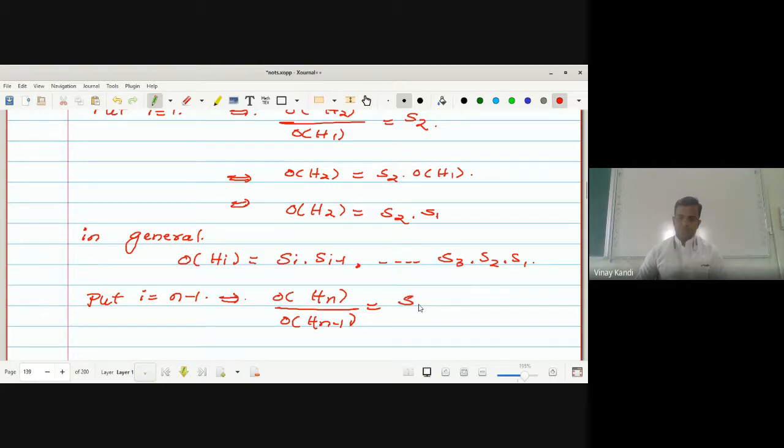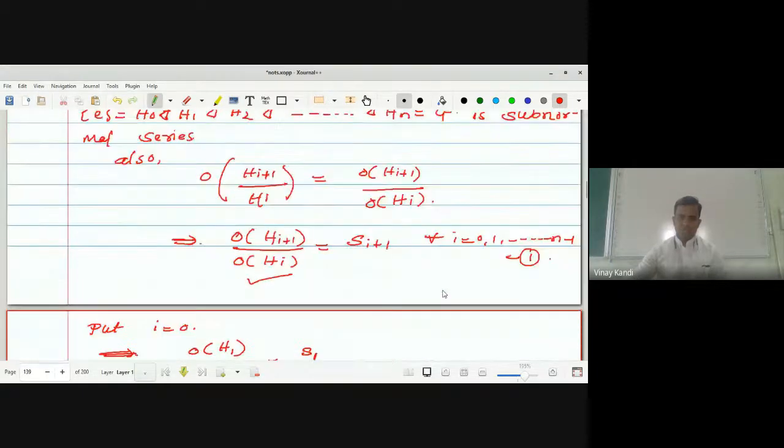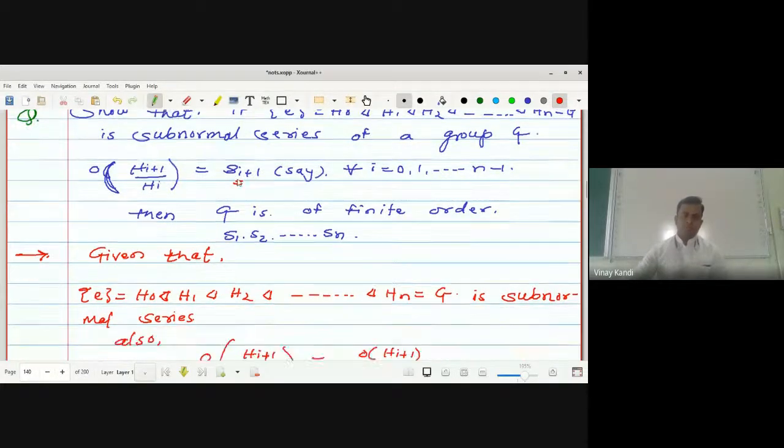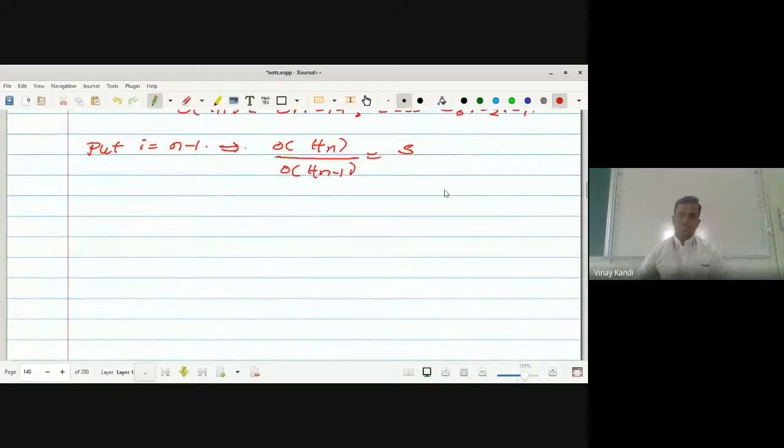काय म्हटलं आपण ह्याला? Put i, i ची व्हॅल्यू काय पुट केले? n minus 1. So n minus 1 plus 1, yes, n. Is it correct?